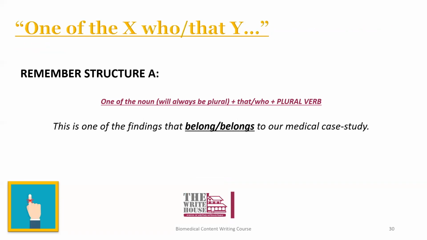Now, one of the... Now this is a structure of a sentence. Remember this structure when you write: one of the noun, which is a plural noun, plus that or who, plus plural verb. If this is the structure of your sentence, then what will you do? For example, this is one of the findings that belongs to our medical case study. Now here, what will we use, belong or belongs? Just think about it.